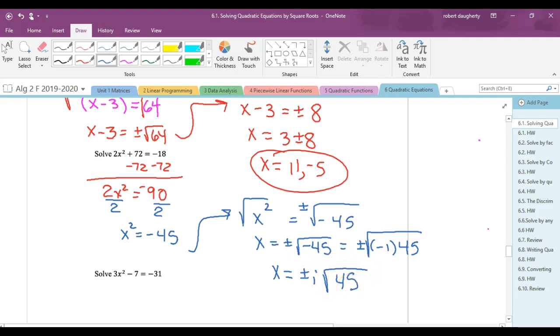Okay. Can I simplify the square root of 45? That's plus or minus i, the square root of 9 times 5, right? What's the square root of 9? 3. So this is x equal plus or minus 3i square root of 5.